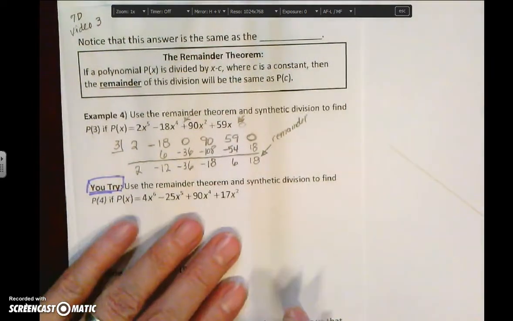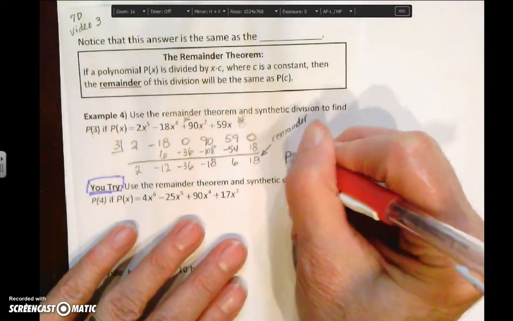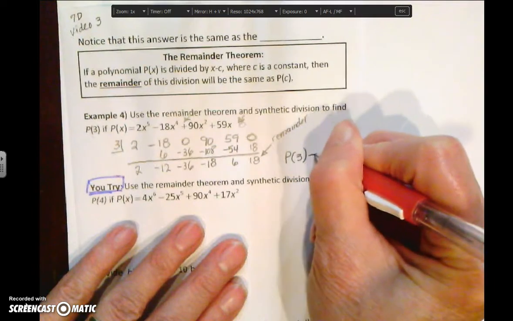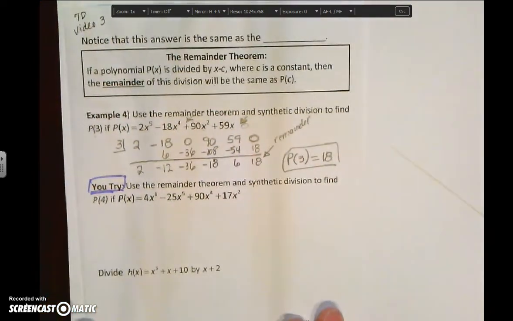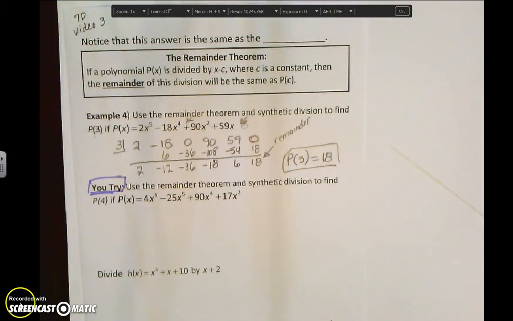So the remainder is the last number, so we would say that P of 3 is equal to 18 in order to answer that question. So pause the video and try that next one and see what you get for your answer. We'll check it tomorrow.